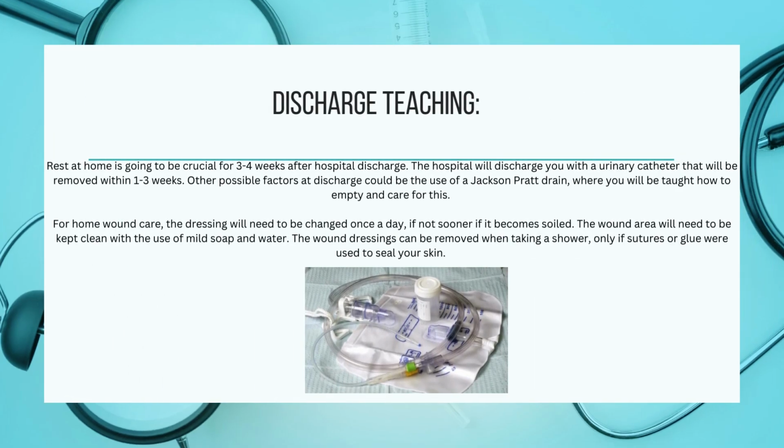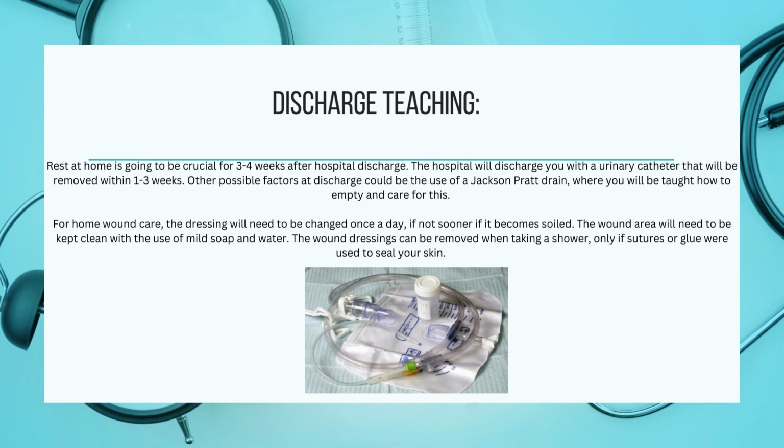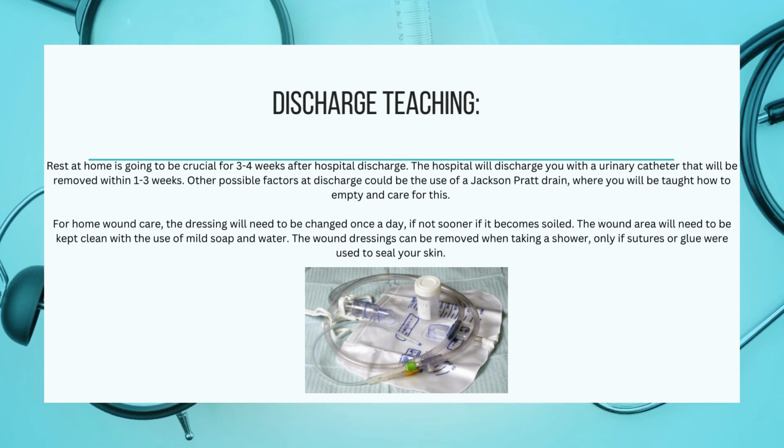Discharge teaching. Rest at home is going to be crucial for 3 to 4 weeks after hospital discharge. The hospital will discharge you with a urinary catheter that will be removed within 1 to 3 weeks. Other possible factors at discharge could be the use of a Jackson Pratt drain, where you will be taught how to empty and care for this.